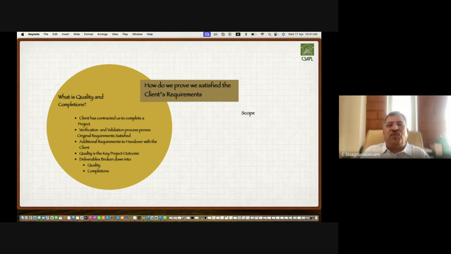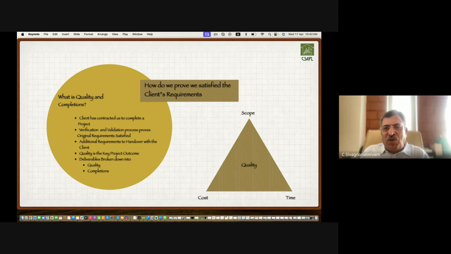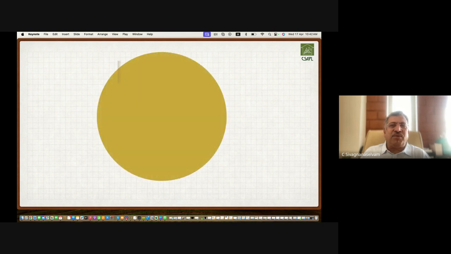So how do we prove we satisfied the client's requirements? So we need to understand it is a triangle. The main things are scope, cost, time, and quality. Quality is the ingredient, and to achieve that, without compromising on the cost, time, and scope. Just to give a quality product, neither can you increase the cost, nor can you let the project overrun. So we need to be very, very careful. Even to give 100% quality, we should not increase the estimated cost, nor delay the project beyond the scheduled timeline, and without compromising the scope. So these three we need to keep in mind.